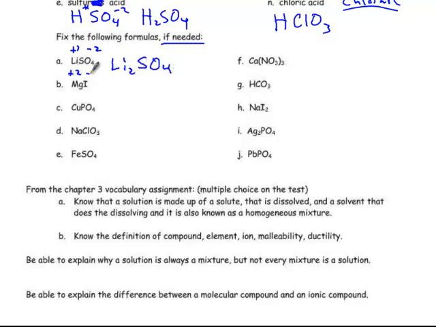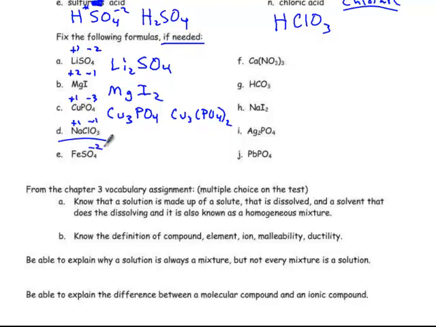I know this one's wrong, plus 2 minus 1. So MgI2. Copper can be a 1 or a 2, but that's a minus 3. So I can pick there. I could either use, let's say I'm going to pick copper with a plus 1. So I'd have Cu3PO4. If I picked it with a 2, I'd have Cu3(PO4)2. You don't have to do both. You can just pick one. Plus 1, minus 1. This one's good. Minus 2, and iron can be a plus 2, so that one's good.